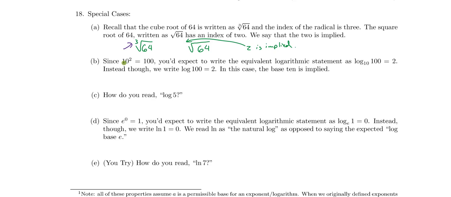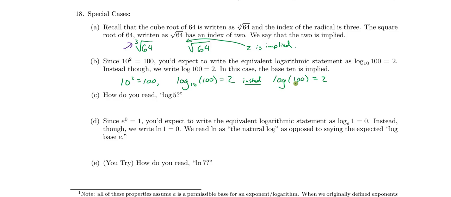So here's an exponential fact. 10 squared is equal to 100. You'd expect then, based on what we've taught you about logarithms, and you're 100% right, to assume this is how you would write it. And I'm telling you, unfortunately, it's not. You'd be 100% right to assume that we're going to say that the log base 10 of 100 is equal to 2. However, instead of writing log base 10 of 100, we're just going to write log of 100. The base 10 is implied. The log base 10 of 100 is equal to 2.